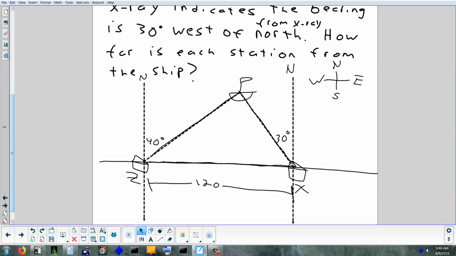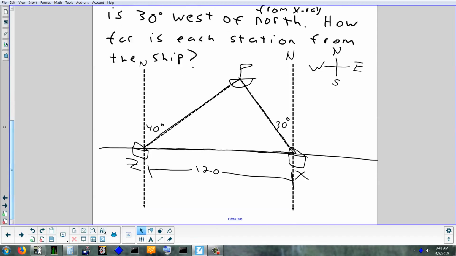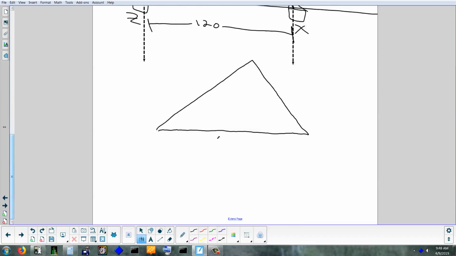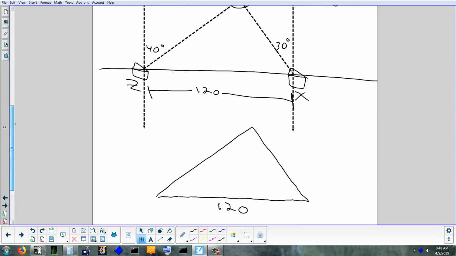I mean, you don't have to do this. You can do it right on the diagram if you want. But let's just move that triangle to a cleaner spot. Okay, so this side is 120.